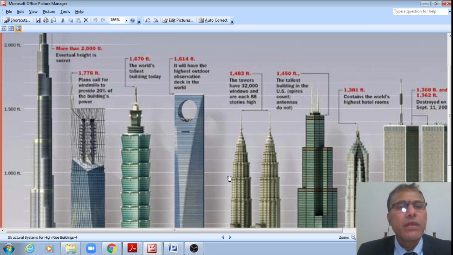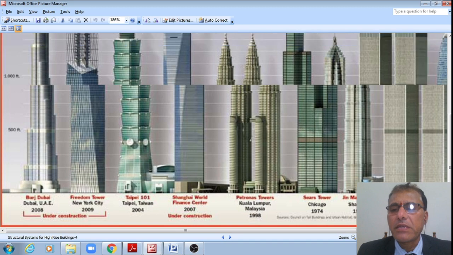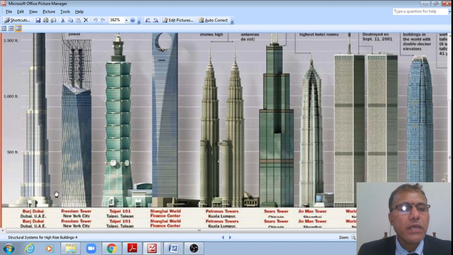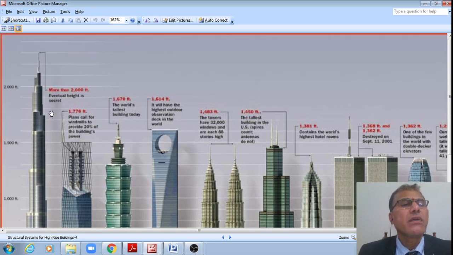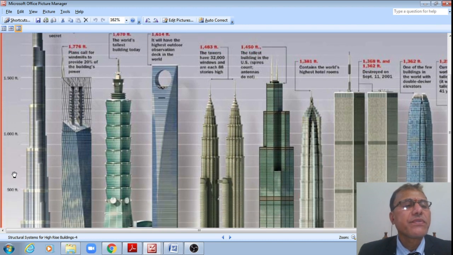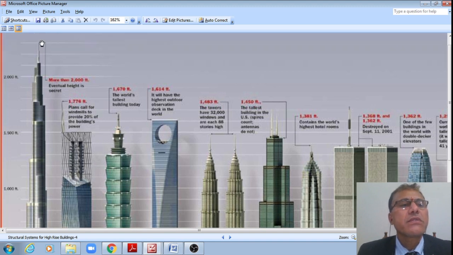Now let us see the world's tallest 10 buildings. The first one is the Burj Dubai in UAE, which was built in 2008. The height is almost 2722 feet. The height is shown in terms of feet: 500, 1000, 1500, 2000, etc. This peak height is 2722 feet, or approximately 838 meters.